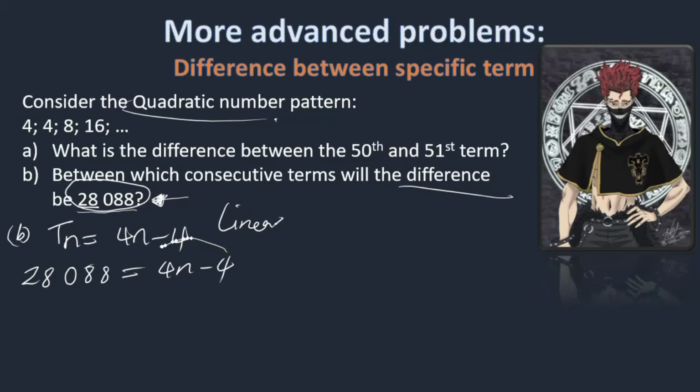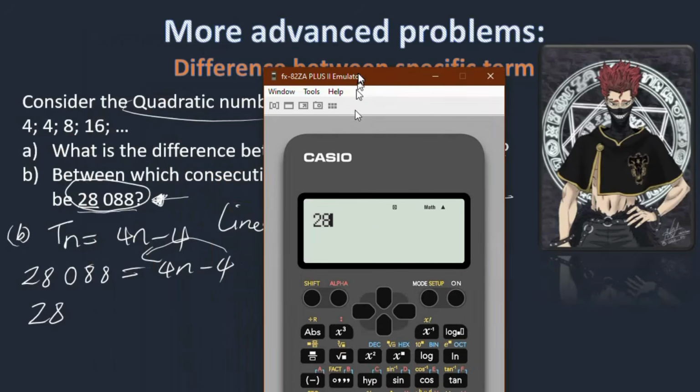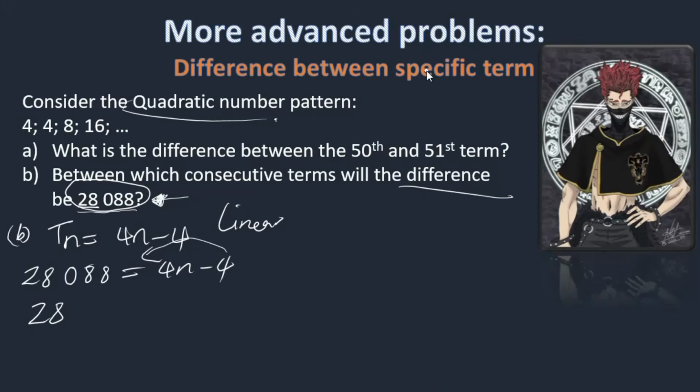I need to transpose this to another side, right? 28. Now look at me confirming something obvious. It's because I'm tired, to be honest. I know the amount of mistakes I can do here. I'm so tired. Plus 4. Of course. 2892 is equals to 4n.